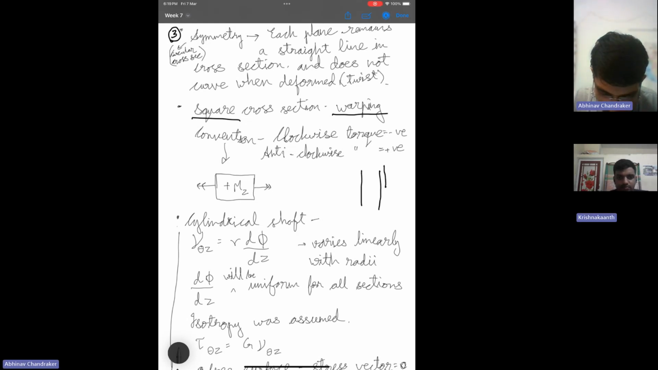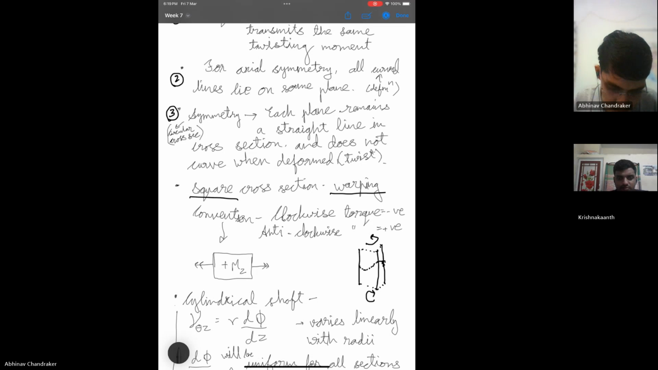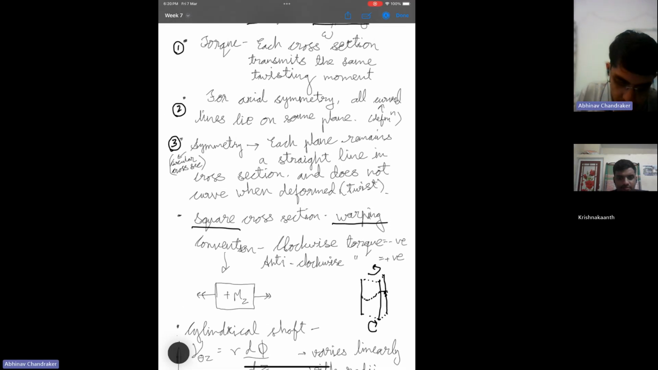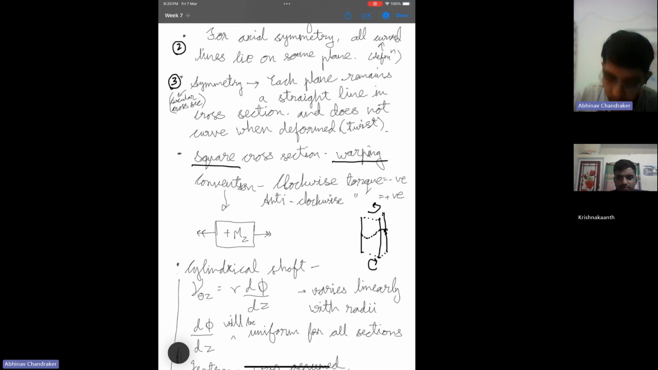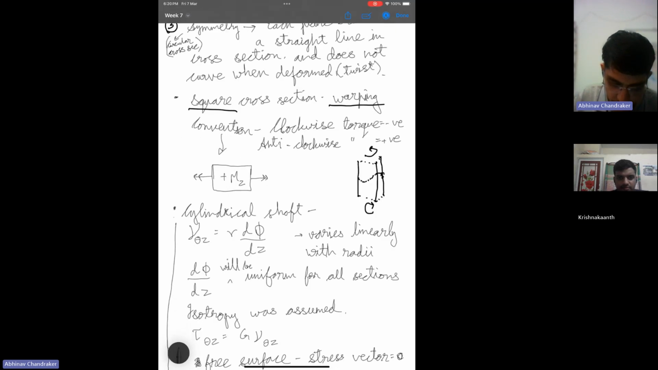If this is your cross section and this is a square shaft, you twist it like this, then what happens is that the deformed lines will not be on the same plane, they will become curved. And this phenomenon is called warping. So we told, right, for axial symmetry, we'll have them on the same plane, but in case of square cross section, we won't have that.